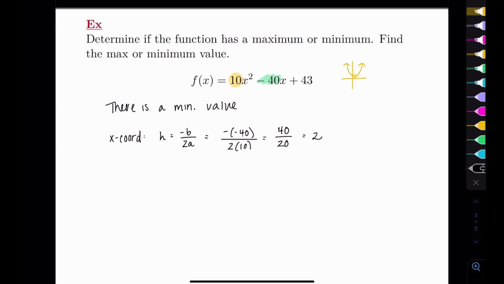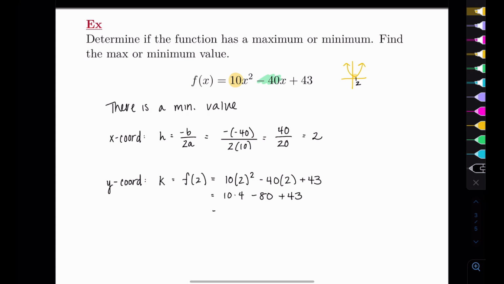Okay. So the vertex here occurs at 2, and then our y coordinate, which is the minimum value, we just go ahead and plug 2 into the function. So this would be 10 times 2 squared minus 40 times 2 plus 43. Which would be 10 times 4 minus 80 plus 43, which is 40 minus 80 plus 43, which ends up being 3. Okay. So our minimum value then is 3. That is the y coordinate of the vertex.